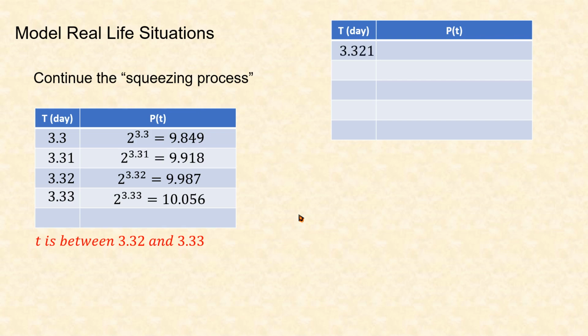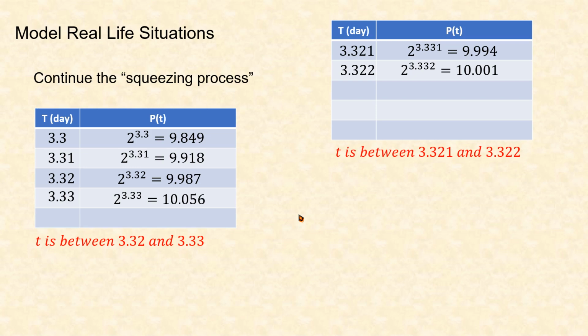If I want even better, I'm going to try 3.321. And that is 9.994. That is so close already. Okay. But I can go up more. 3.322, which gives me 10.001. Barely over. All right. But you guys get the process though, right? If they want more, you're going to try 3.3211, 3.3212, like that, and keep going. Now I know, though, it's between 3.321 and 3.322.